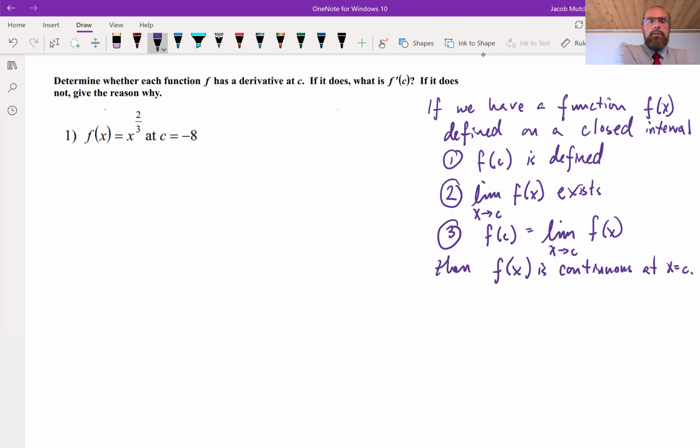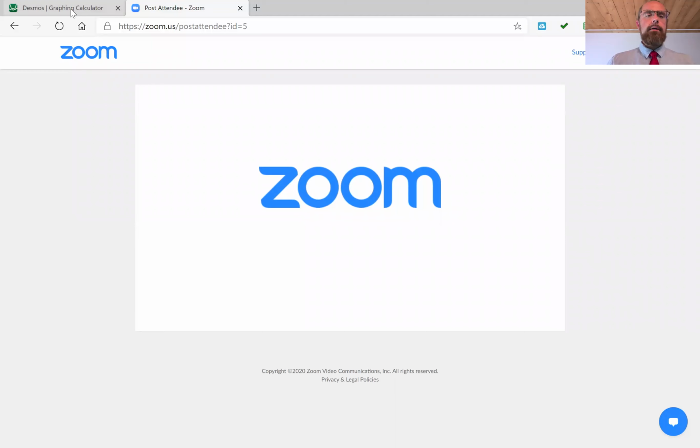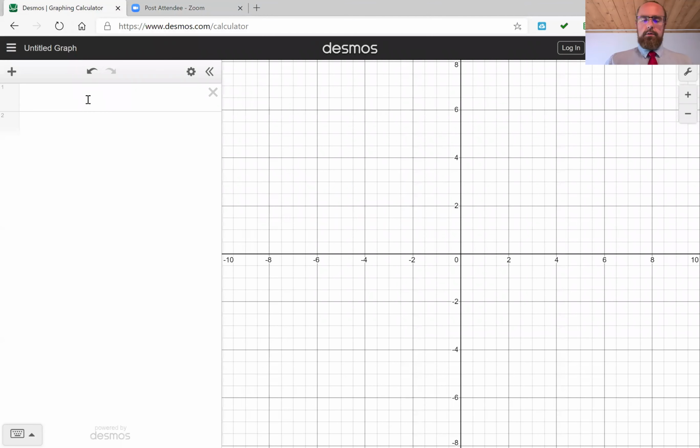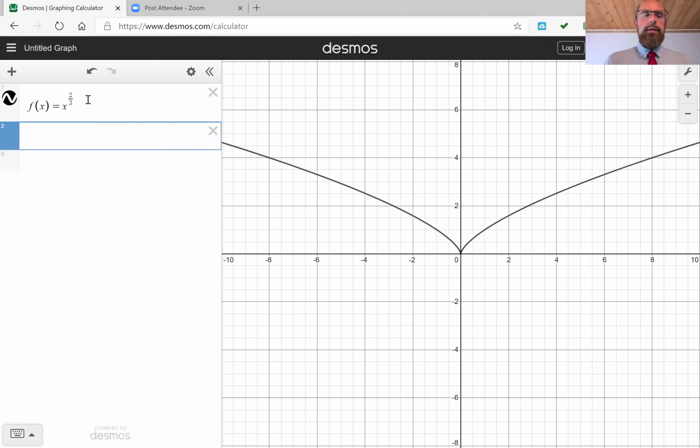So let's take a look at this function. We'll graph it on Desmos. So I'm going to head over to that calculator just to check the continuity. And again, it's the parent function for the rational exponent 2/3. So f of x equals x to the power of 2/3. And what we're interested in is the value at -8.